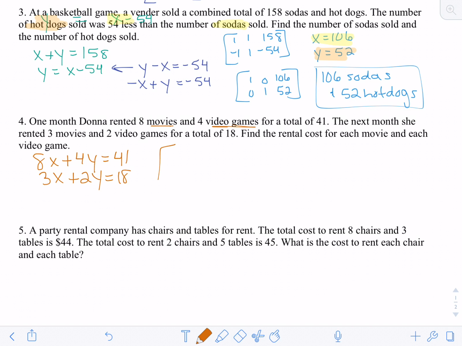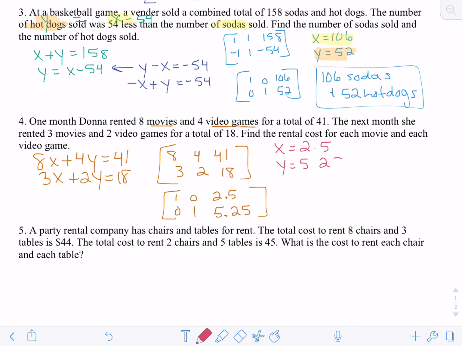Put this in your little matrix. So we have 8, 4, and 41. We have 3, 2, and 18. So that should come out to 1, 0, 0, 1. And the numbers for this were 2.5 and 5.25. So what that means is that X is equal to 2.5 and Y is equal to 5.25.